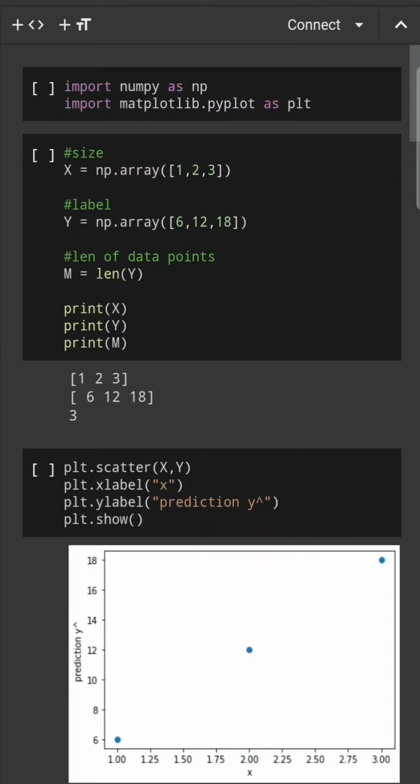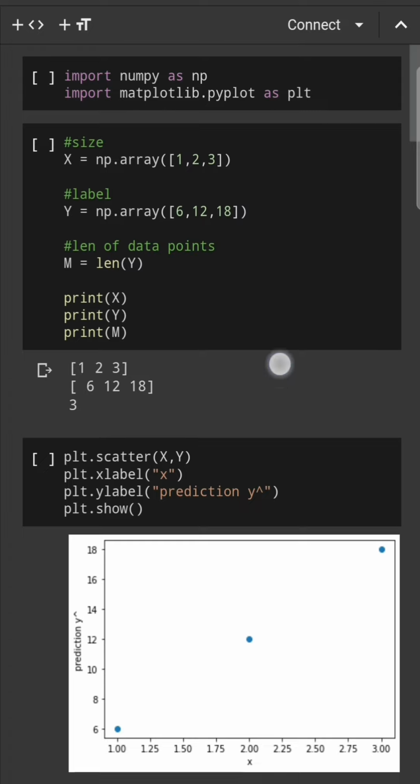Hi everyone. In this video, we will implement whatever we have learned from the previous slide. The simple linear regression for our numbers where x is 1 to 3 and the labels are 6, 12, 18, right? And we have described the total length by the number m. So m has the total number of examples. In this case, we have 3 pairs. So we have 3 examples in all.